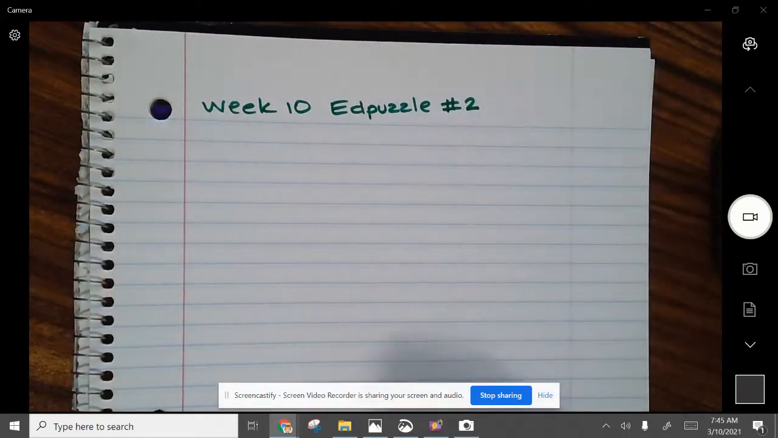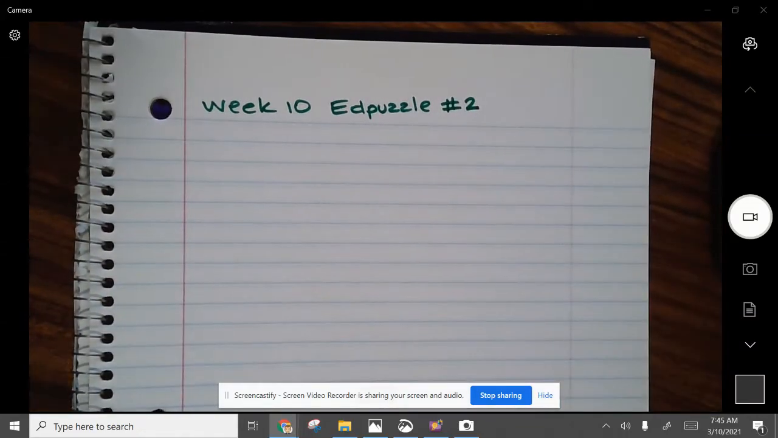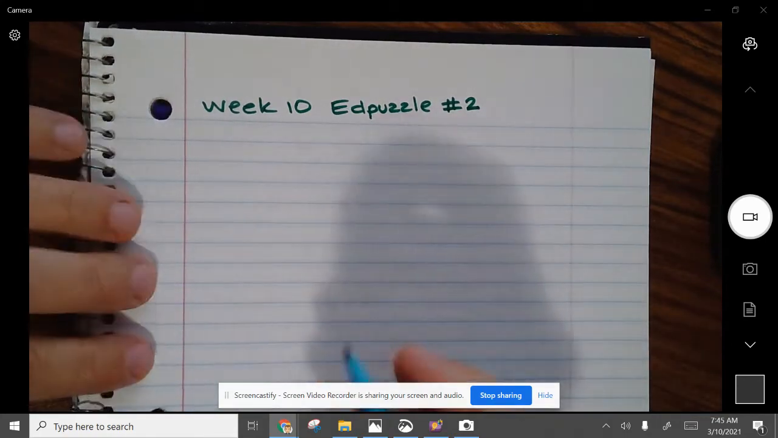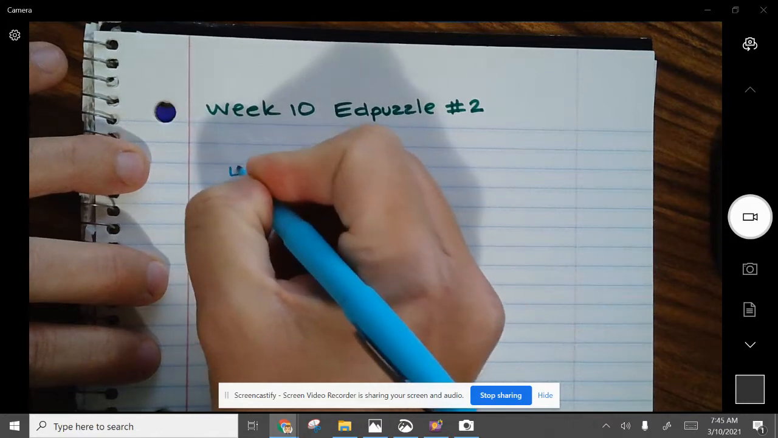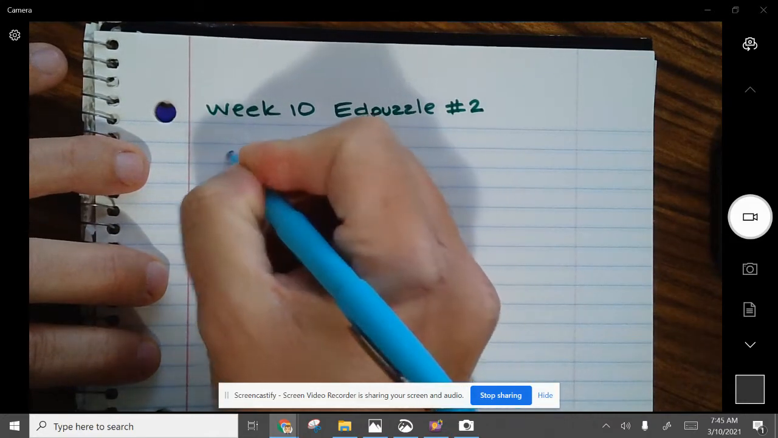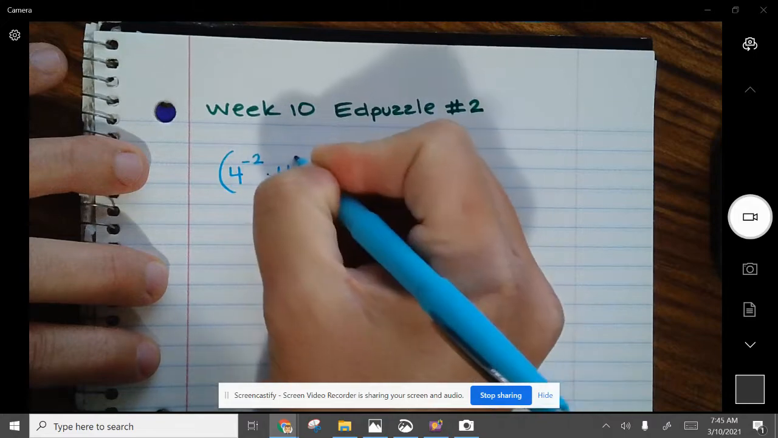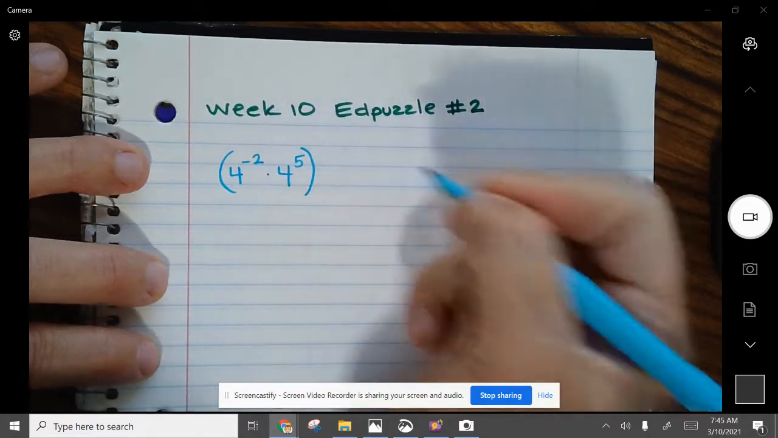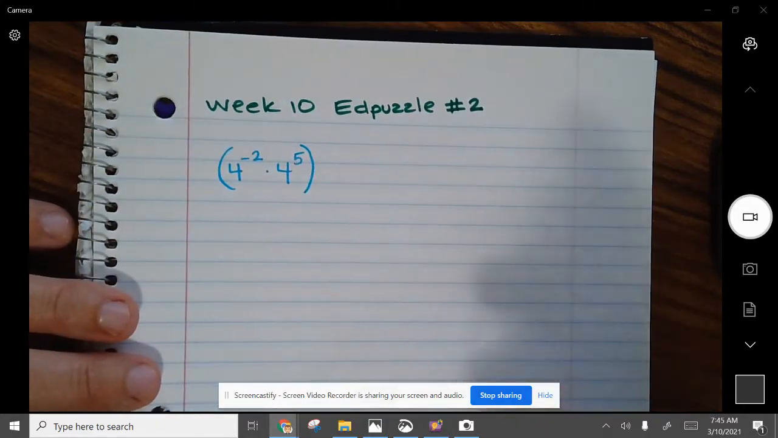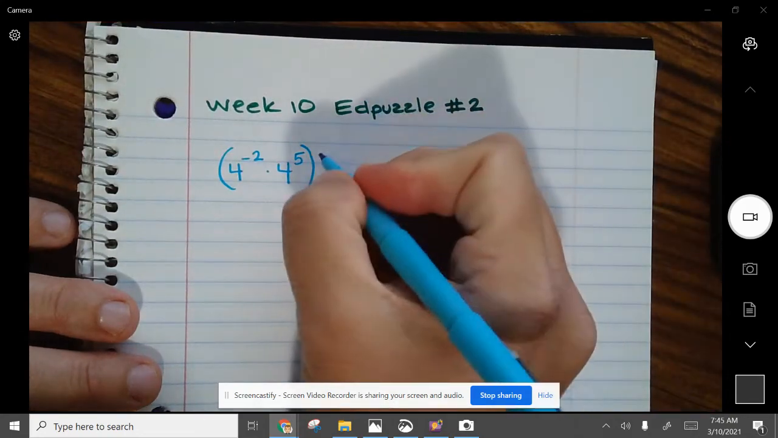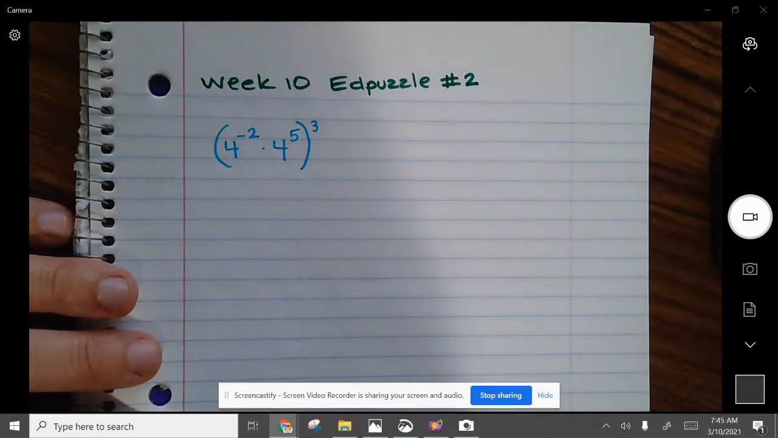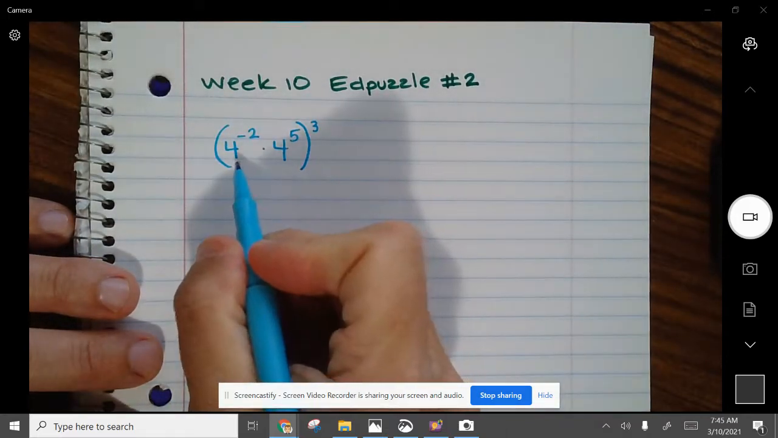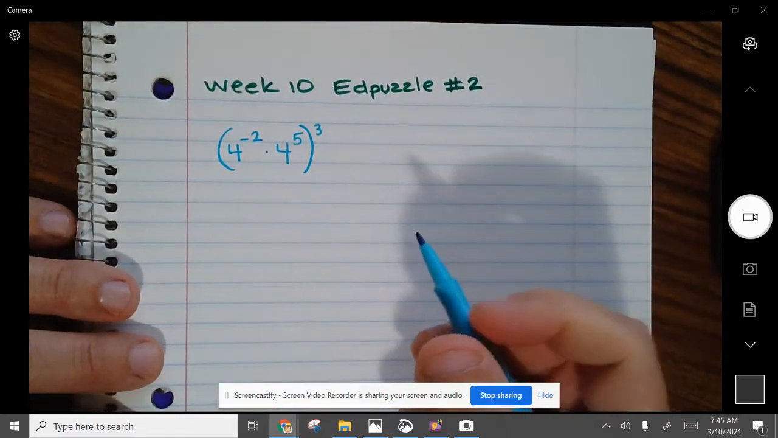Okay, so what I want to go over just to start is some simple exponent rules. Let's make sure you remember your rules for exponents. The questions you're going to see may be a little confusing, but if I said 4 to the negative 2 times 4 to the 5th, and then I put a 3 on the outside, your first step in trying to solve this is to get rid of the parentheses in the middle, okay?